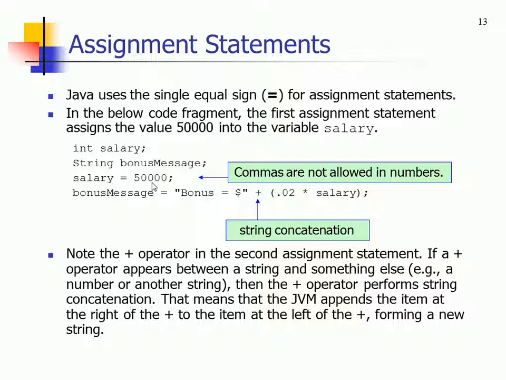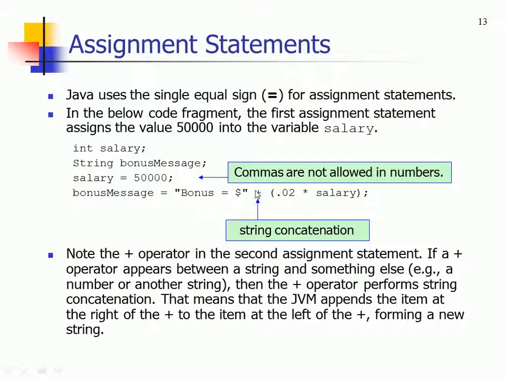Then bonusMessage is equal to, now here I got some strings going on. I have "bonus equals dollar." This is a string. The reason I know it's a string is it's inside of quotes. Bonus equals dollar. That's all my bonus equals, right? Remember, bonusMessage is a string. We know that because it's declared right there. So that string is bonus equals dollar.